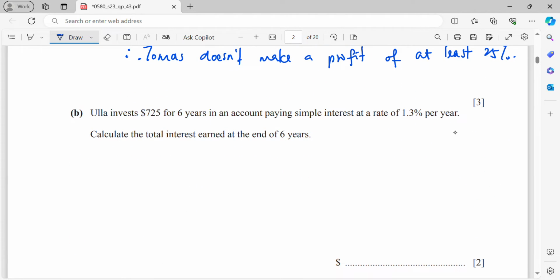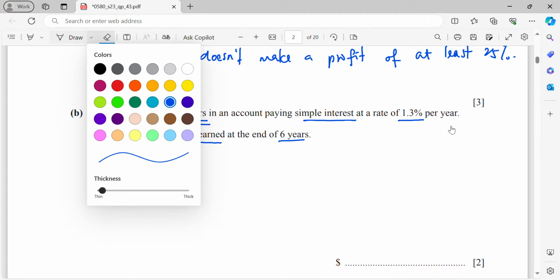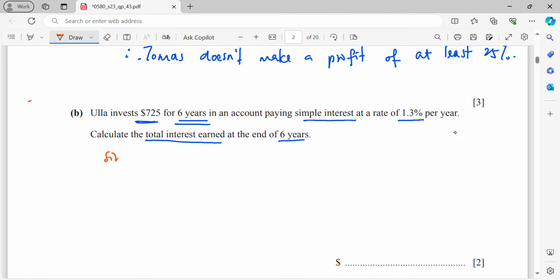Now B, Wula invests $725 for 6 years in an account paying simple interest at a rate of 1.3% per year. Calculate the total interest earned at the end of 6 years. So simple interest, the formula, I will write down first. The formula is I equals PRT over 100.